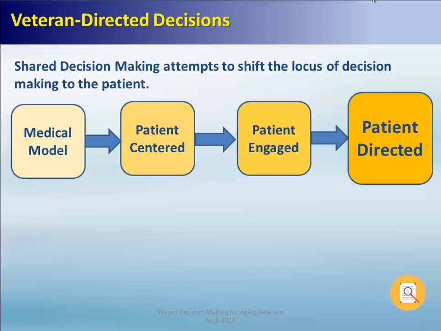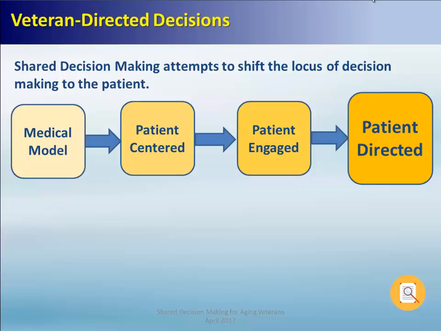One goal of the shared decision-making process is to shift the locus of decision-making from a medical model focusing on provider expertise toward a process of patient-directed decisions. As we move across the spectrum from the more traditional medical model toward patient-directed care, we move through a place of patient-centered care. This is care that focuses on the needs of the patient, such as a Saturday clinic for those who work 8 to 5 on weekdays. Patient-centered care is important, but it does not address how decisions are made.